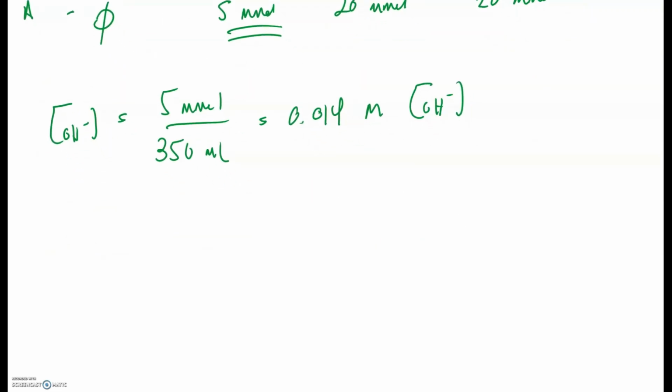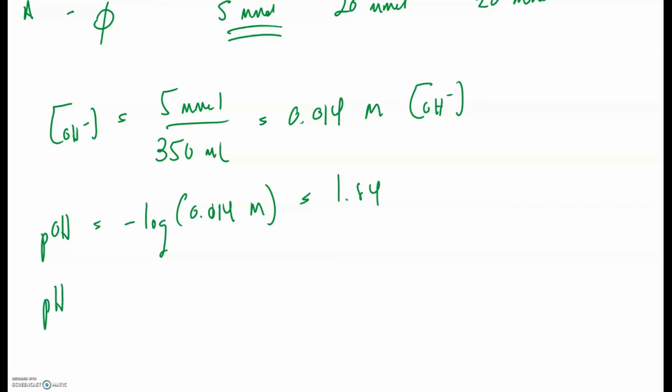So I'm going to calculate our pH, and I'm going to do that by getting pOH. It's equal to negative log of the OH minus. In this case, it's 0.014 molar. So negative log of that answer is 1.84. That's our pOH. Our pH is equal to 14 minus pOH, and we get 14 minus 1.84, our pH is 12.155. You see what's going on here?